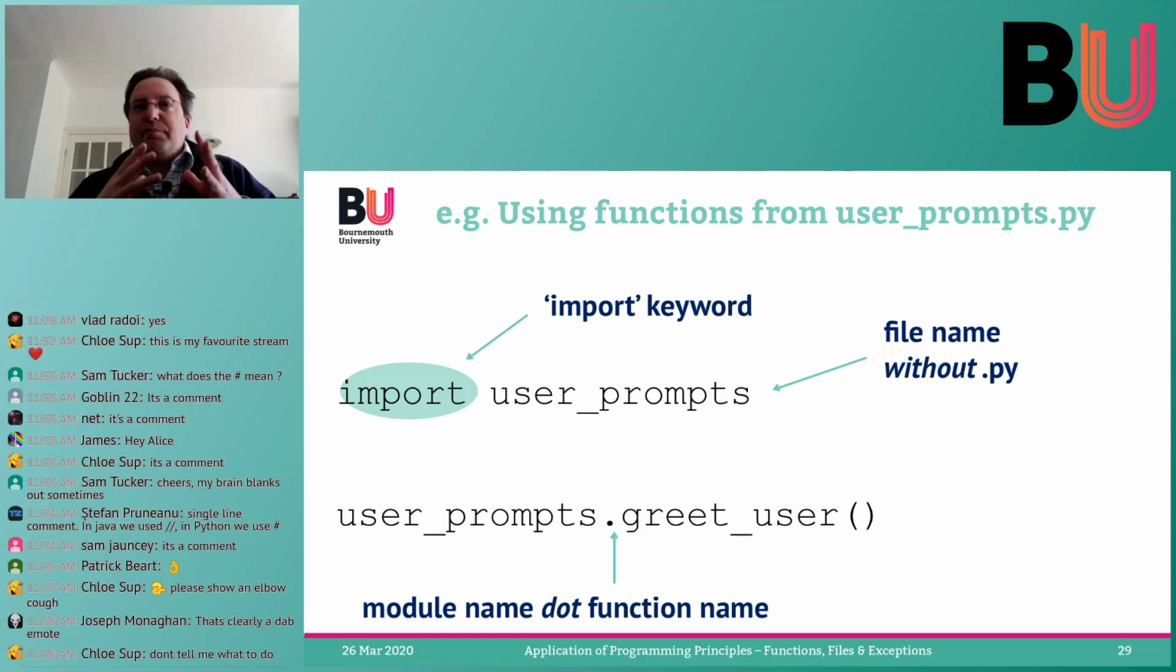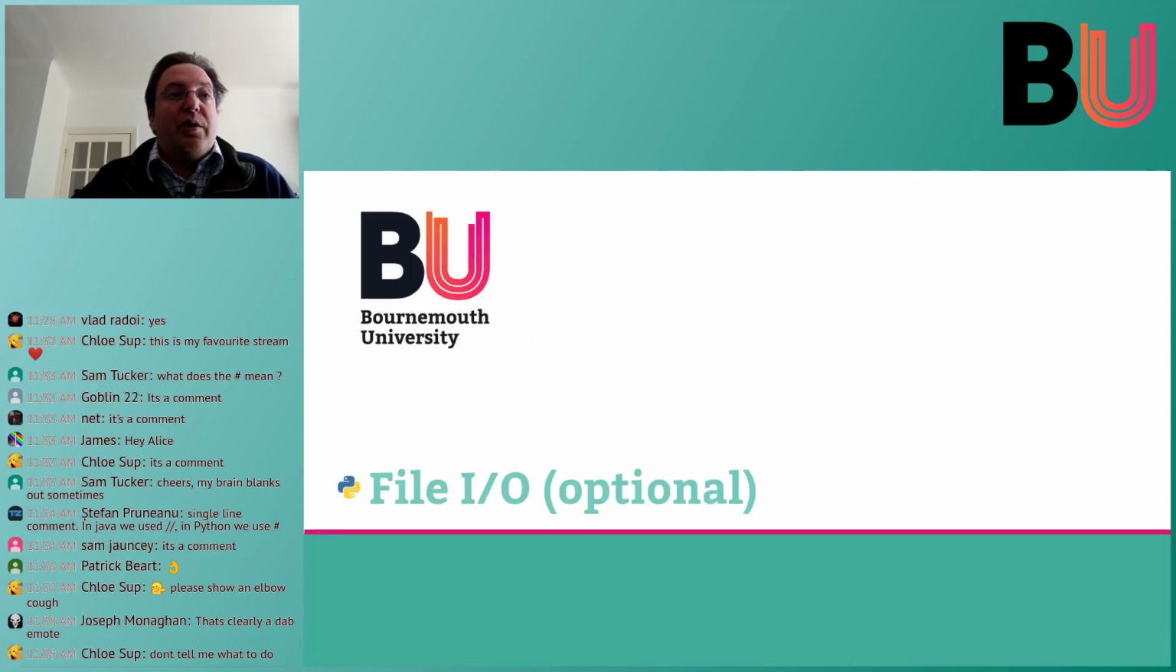So when that works, like on this slide, we have the import keyword, and then we have the file name without the .py where we get it from, and then you can use it. You can also import in a slightly different way to get it straight without having to use the .name bit. File IO I will be skipping because we don't actually need it today.